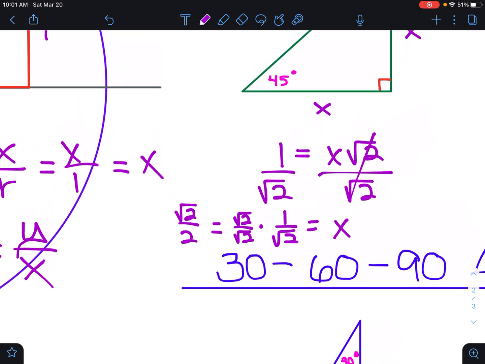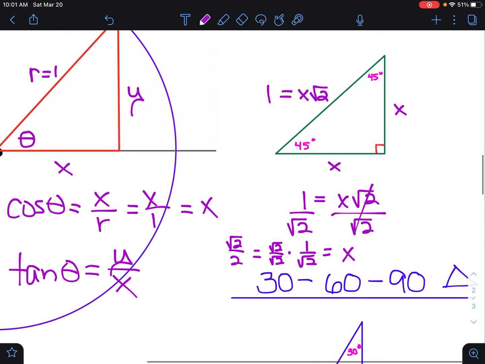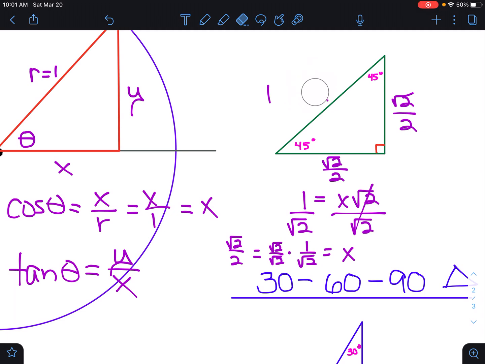That's my x. So what does this mean? Well, it means that this is x, right? And so is this. So these are both square root of 2 over 2. Square root of 2 over 2. And this would be then, the radius would be then 1. Okay, so this is really just 1 now.